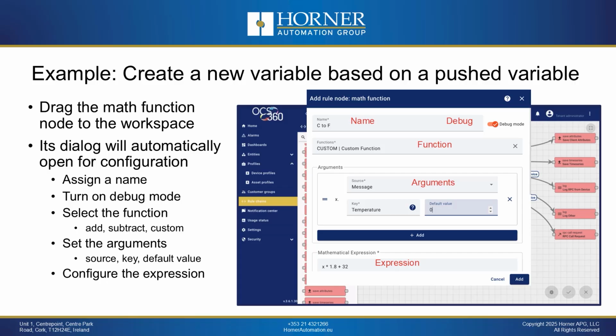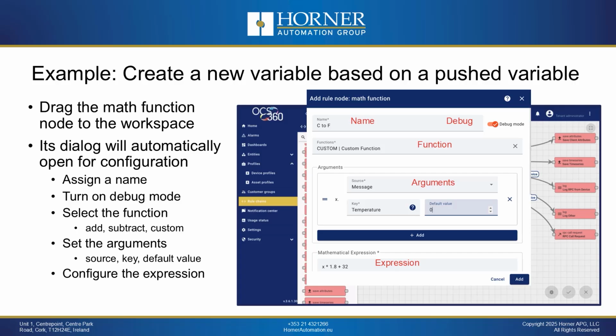Then we need to configure the arguments. What are the arguments in this case? First of all, what is the variable or key that we are having in the expression? It represents the variable x in this math function node, and that particular key we are looking for is our temperature variable that is being pushed from the Epoxymatic. We fill in a default value, which we will put in as 0, and then we will fill in the mathematical expression at the bottom.